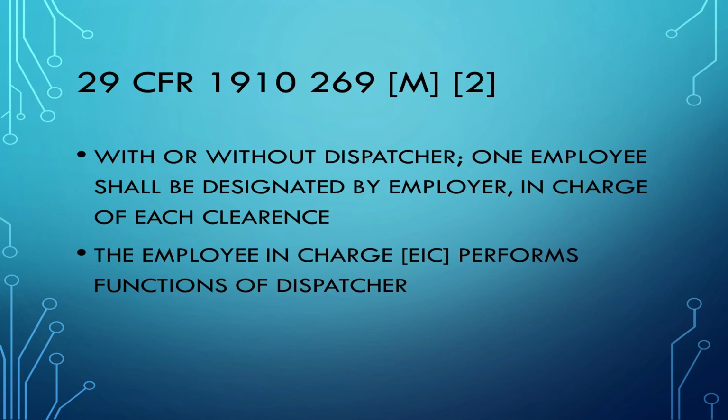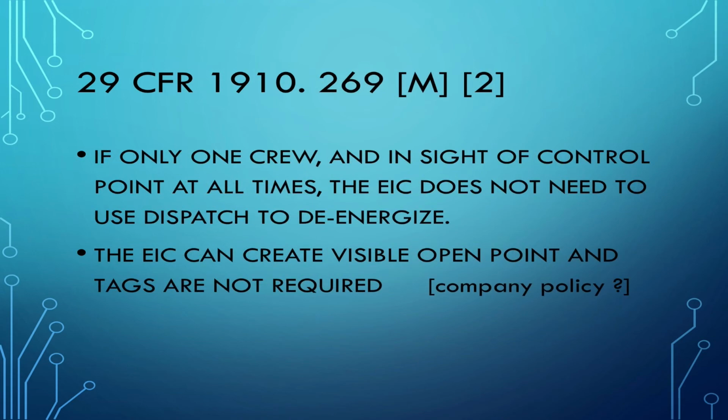So it works both ways. If whoever's in charge of the caution or hold order leaves the job site, it shall be transferred in front of the crew as well as dispatch. If only one crew is inside of the control point at all times, the employee in charge does not need to use dispatch to de-energize. The employee in charge can create a visible open point, and tags are not required. That's according to OSHA. If your company policy is different, then you have to follow company policy.